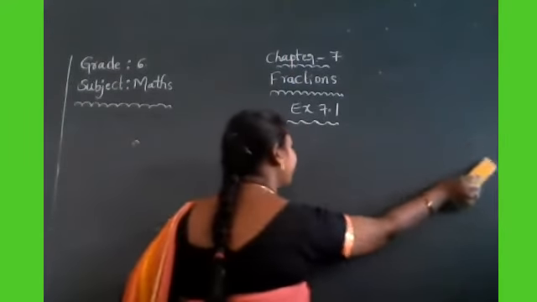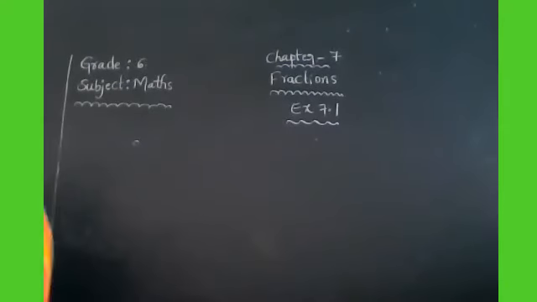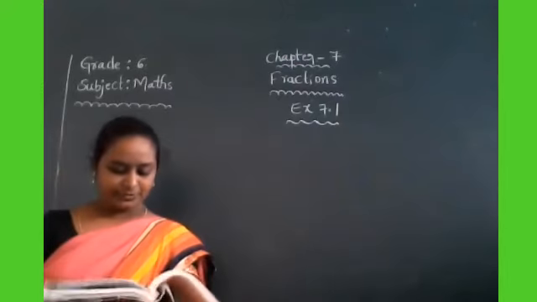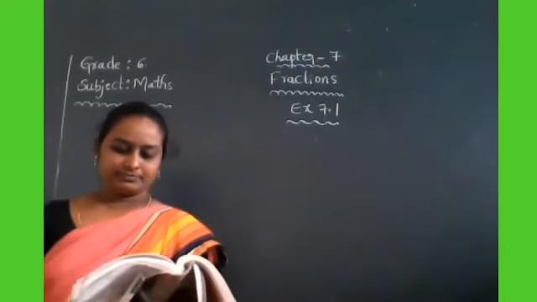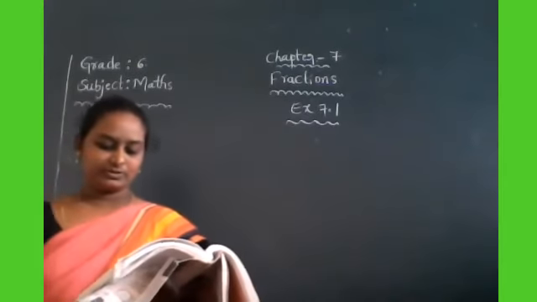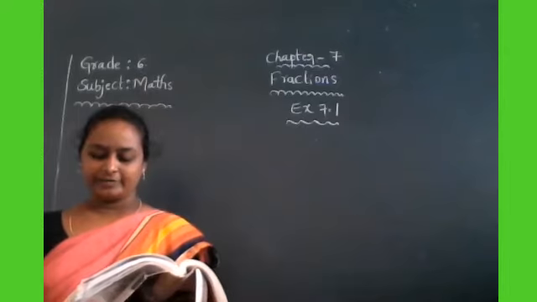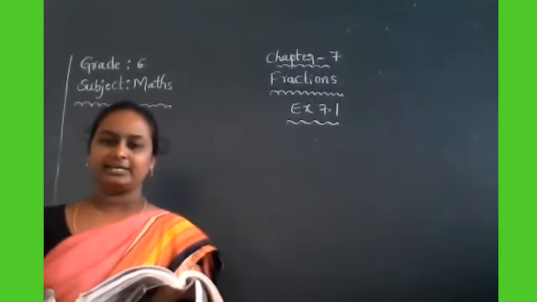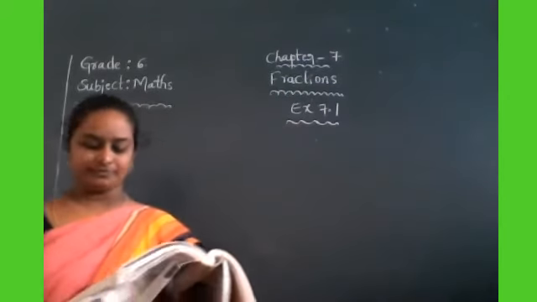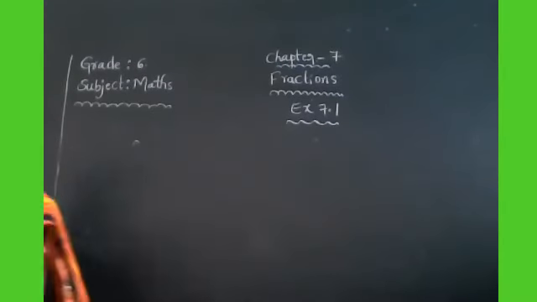Okay, so now we can solve that one. Take your textbooks. Try these problems. Observe there first: show 3 by 5 on a number line. So we have to show 3 by 5 on a number line. How to show this one?